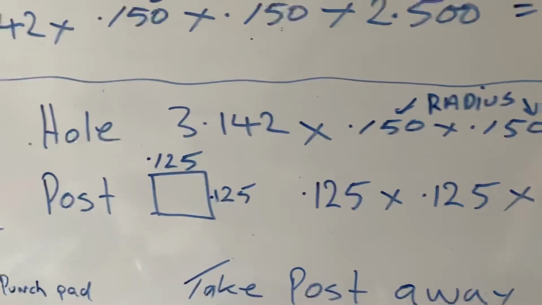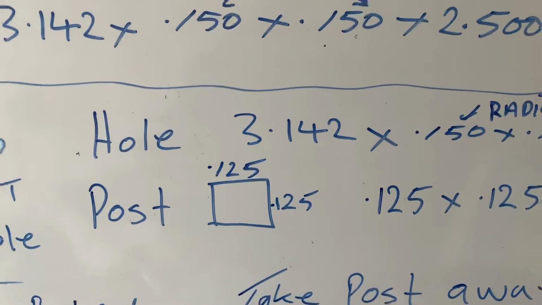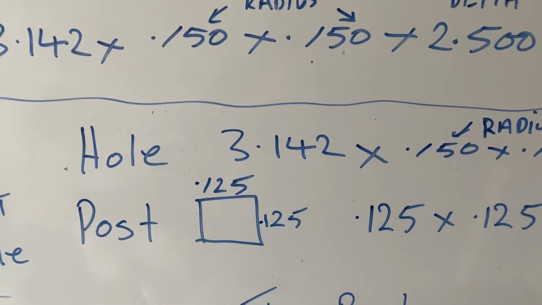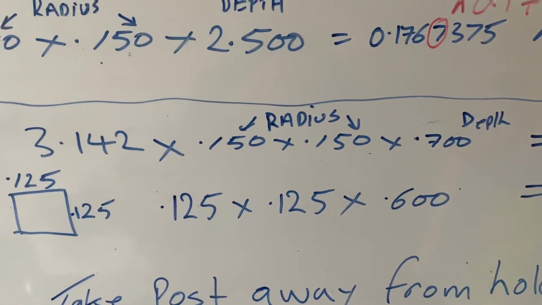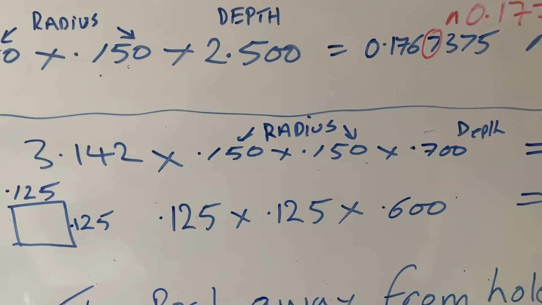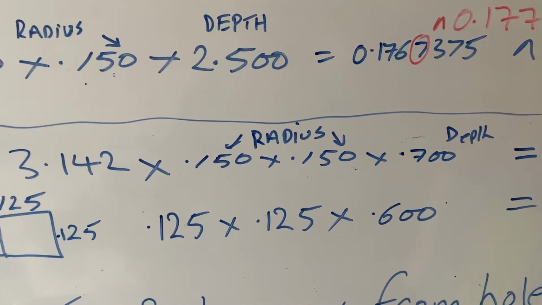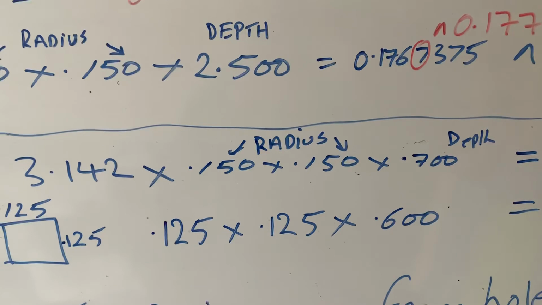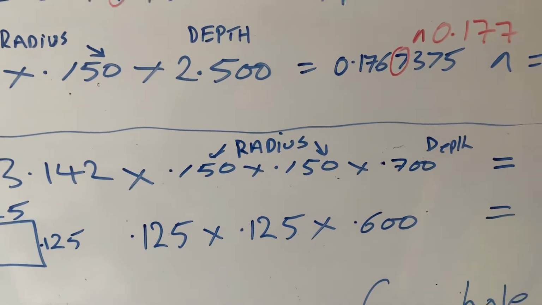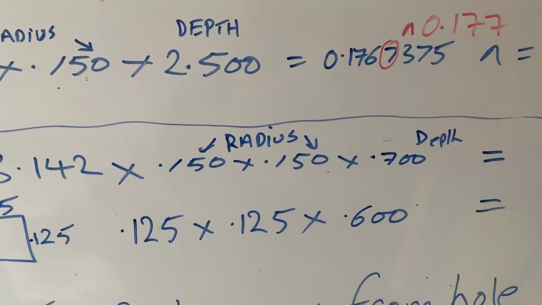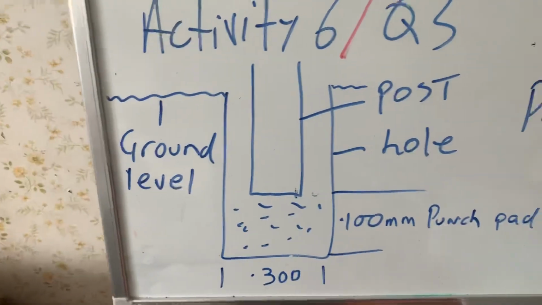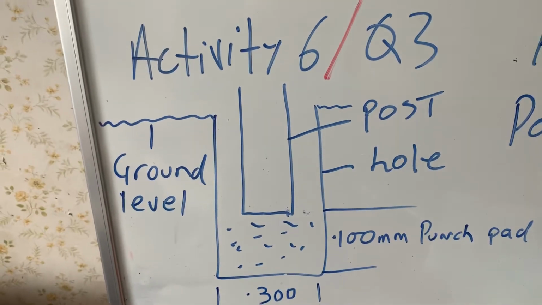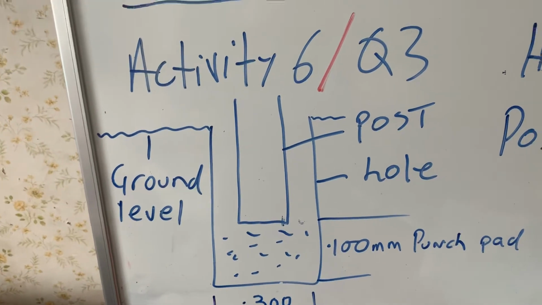The next step is your post. Now, your post is not round. Your post is square. So there's no magic formula in finding out the volume of your post. You simply go 0.125 times 0.125, which is the measurement of your post, times 0.6, which is the depth of your post, sorry. Now, we come with 0.6 because at the bottom of your hole, you have 100 millimeters. The post sits 100 millimeters up from the bottom of your hole.